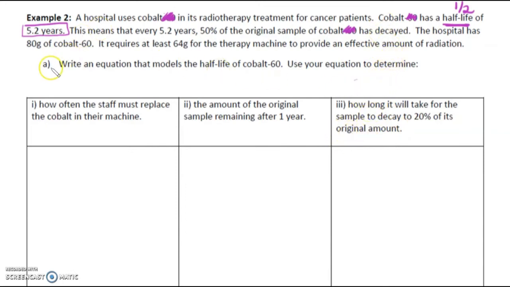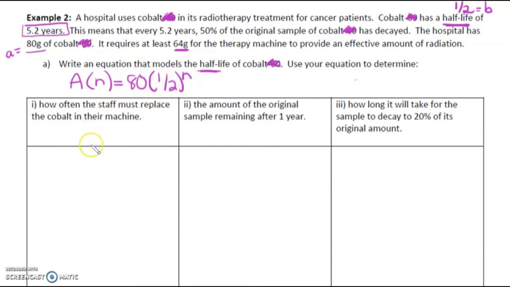The hospital has 80 grams of cobalt-60. So 80 is going to be our A, and this half-life is going to be our B. Here's a stipulation: it requires at least 64 grams to actually provide an effective amount of radiation. So we're going to write an equation that models the half-life of cobalt-60. The amount after n half-lives is going to equal our starting amount, which is 80, times a half to the n.